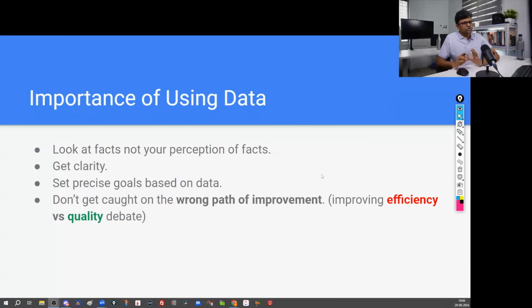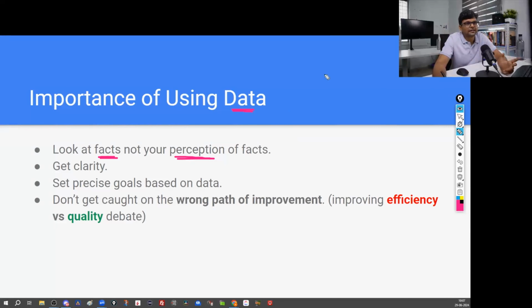All right. So first and foremost, let me talk about the importance of using data. This data lets us look at facts and not our perception of facts. So you need to understand, actually having recorded data will help you look at your actual trading performance, not what you think your trading performance is.